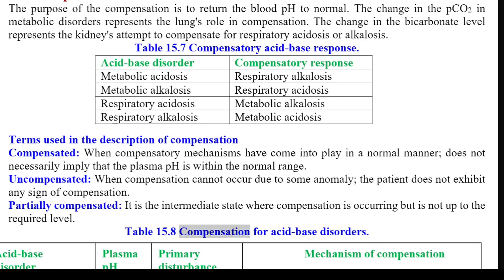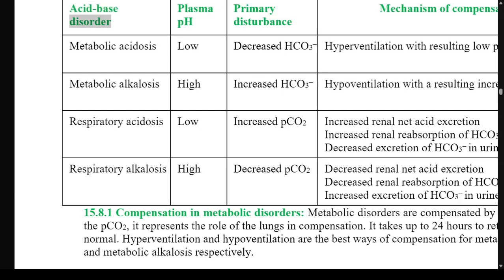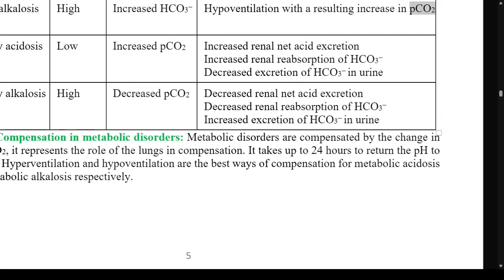Table 15.8 Compensation for acid-base disorders. Acid-base disorder, plasma pH, primary disturbance, mechanism of compensation. Metabolic acidosis: low, decreased HCO3, hyperventilation with resulting low PCO2. Metabolic alkalosis: high, increased HCO3, hypoventilation with a resulting increase in PCO2.